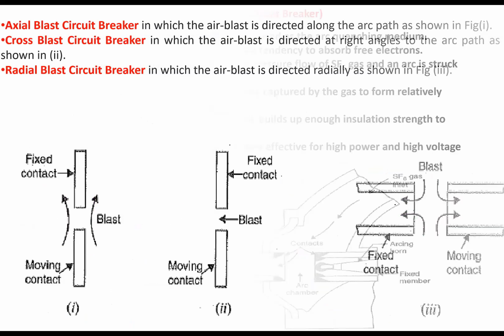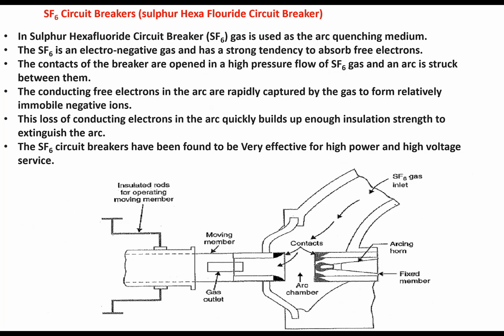The next type, or the most effective circuit breaker, is the sulfur hexafluoride or SF6 circuit breaker. Understand? So in SF6, what is the medium? SF6 gas. Sulfur hexafluoride gas is the medium in which the fixed and moving contacts are separated. Understand?